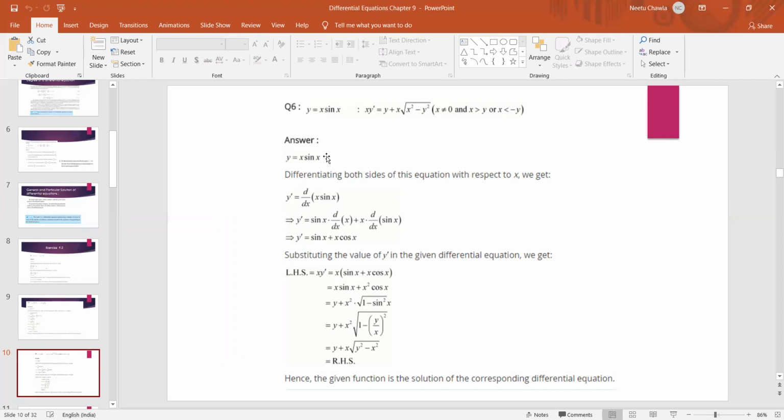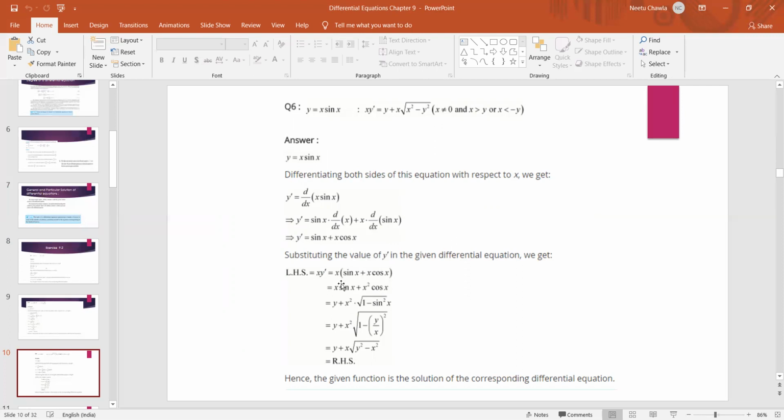differentiate here. y dash is equal to the derivative of x sin x. We have to use the product rule over here. So we are using the product rule: sin x into d by dx of x, so we are getting sin x plus x cos x. Now substituting this value in the given differential equation, I am substituting x y dash, x into sin x plus x cos x.